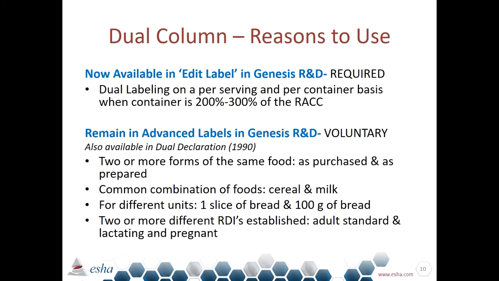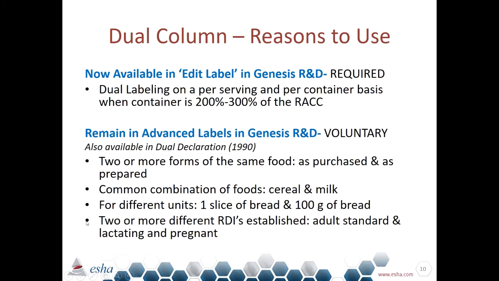One column is going to be on a per serving basis, and the second column is going to be on a per container basis. This is now available to be produced in edit label in Genesis R&D. Ben will be showing you that in a bit. And again, that is the only required instance for this dual column scenario.